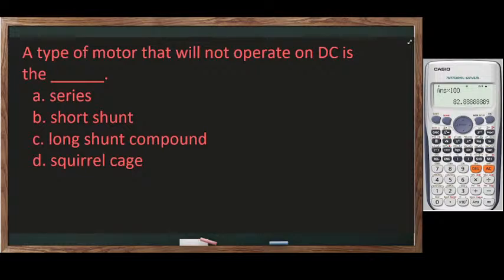Okay, so the correct answer is letter D, no? Squirrel cage motor, no? Squirrel cage. Hindi yan nag-ooperate sa DC na supply.